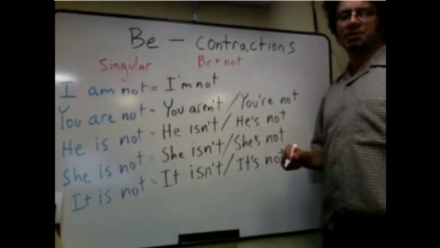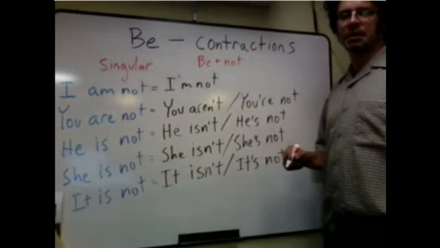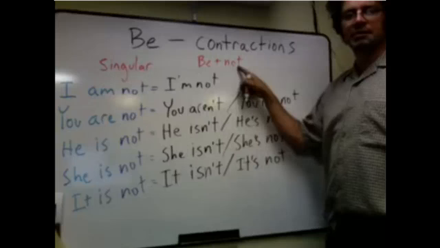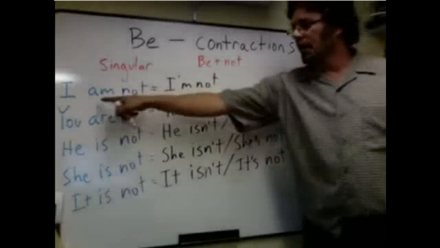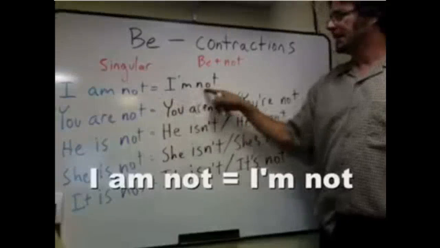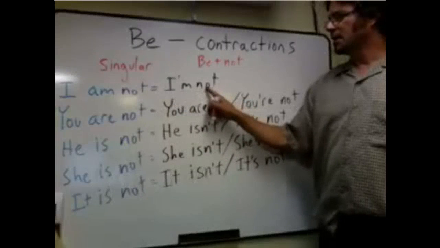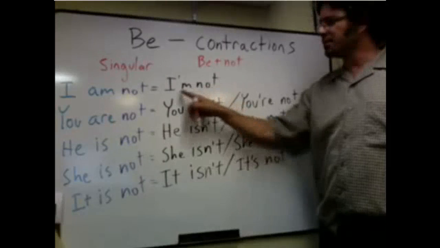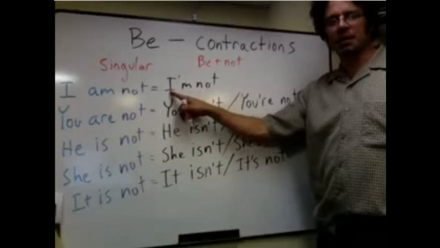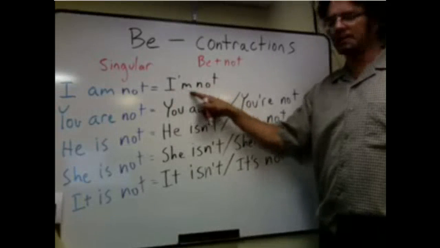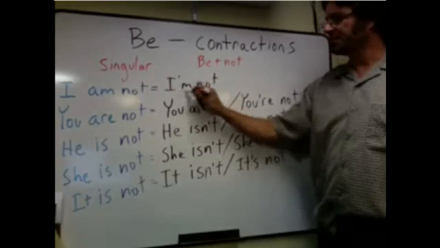To make a contraction in the present tense with the verb be, negative, use be and not. I am not becomes I'm not. There's only one way to make a contraction with the pronoun I and the verb be and not. Only these two can go together.